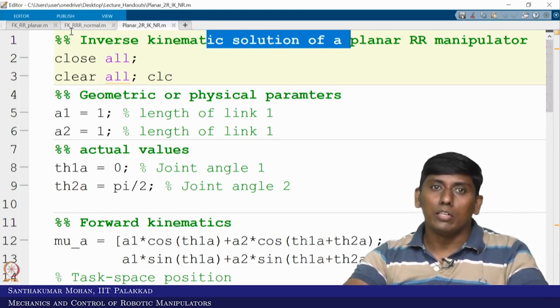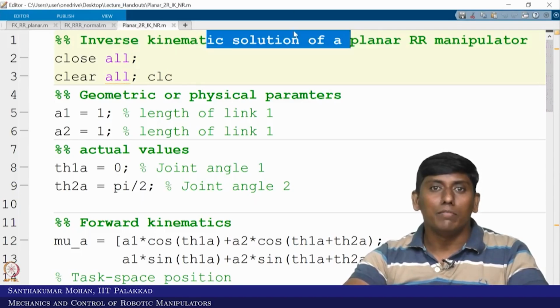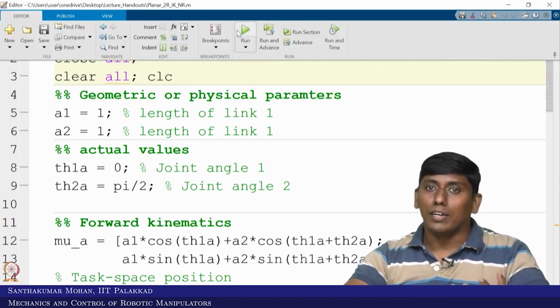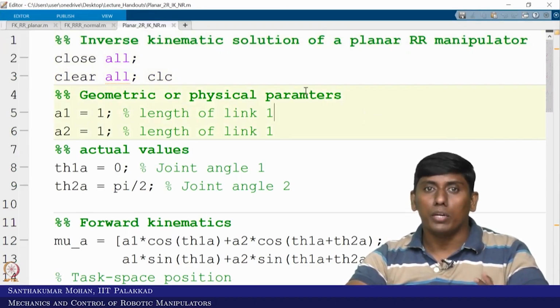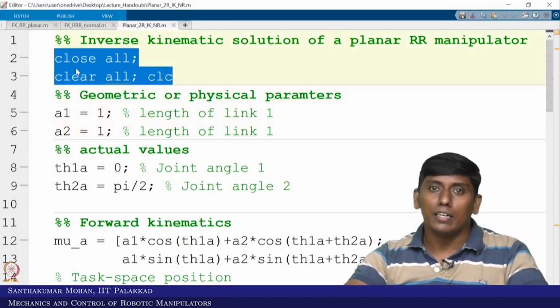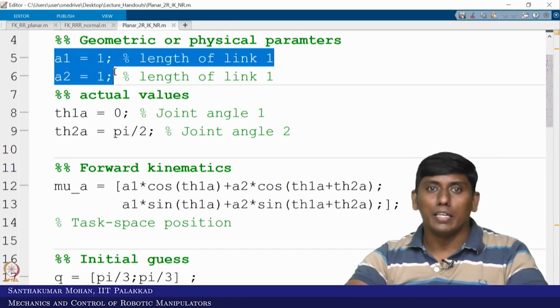The only issue is that I have closed the editor window, just for my benefit, so that the display would be very visible for you. But whenever you run, you can go to the editor and run, or run and advance, but I am going to use the shortcut F5. Now, this is the standard, as we have seen in the lecture, where L1 and L2 are 1 unit each. The same thing we are taking.